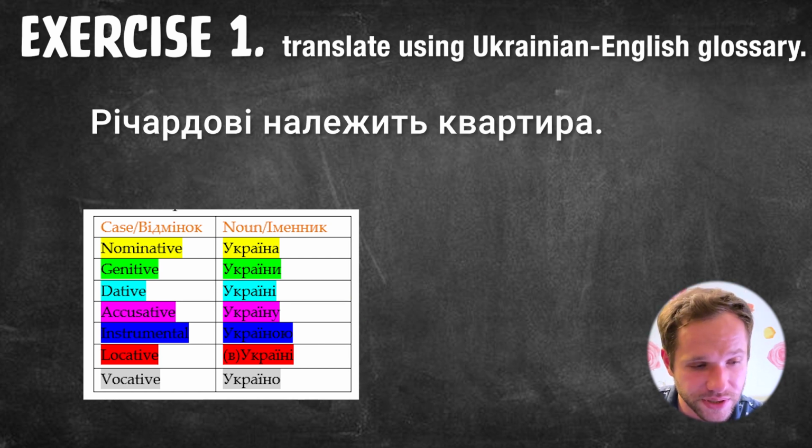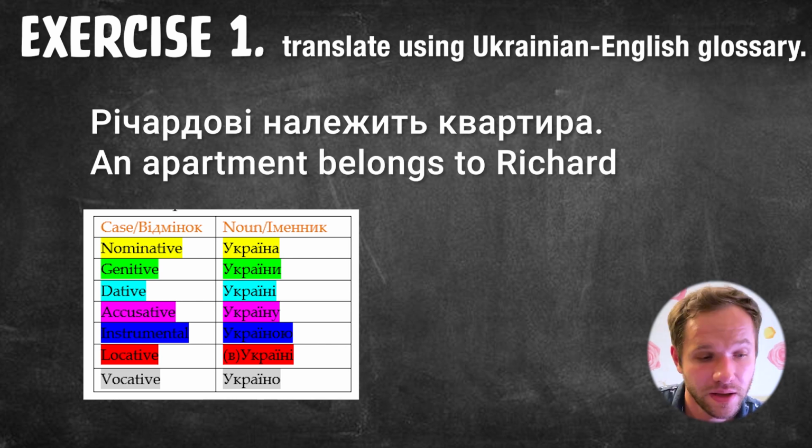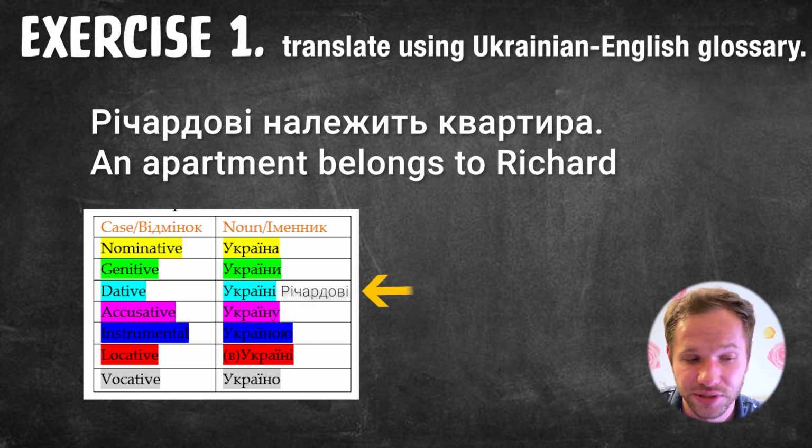Okay, the third sentence. Річардові належить квартира. In English, it will have a different word order. An apartment belongs to Richard. But in Ukrainian, Річардові належить квартира. Richard owns an apartment. We can say like this.